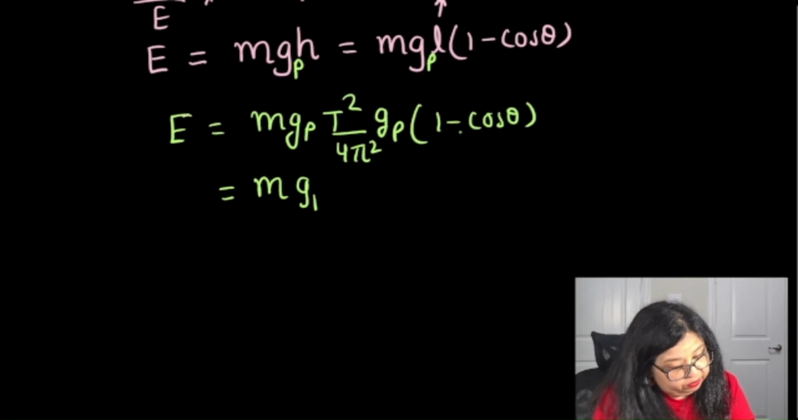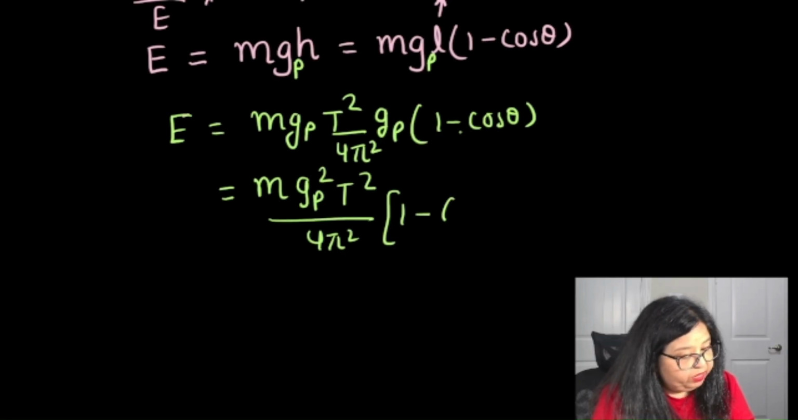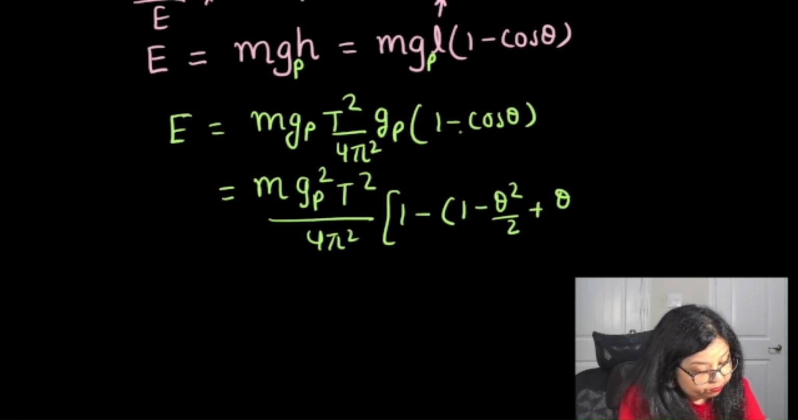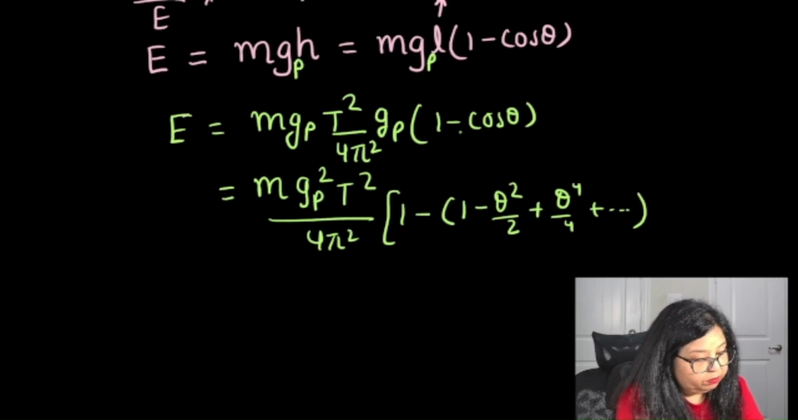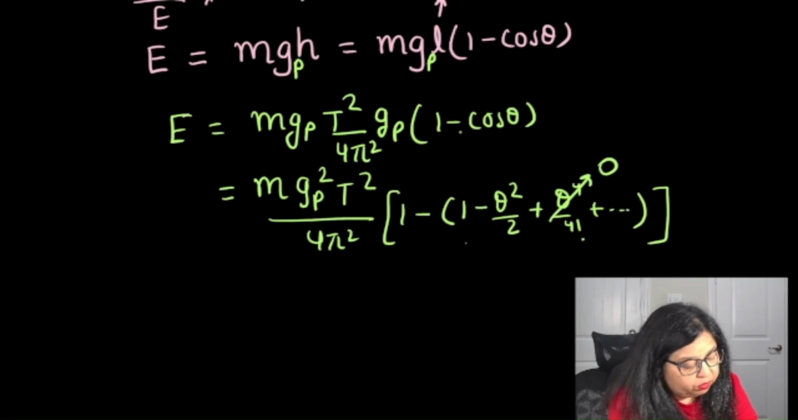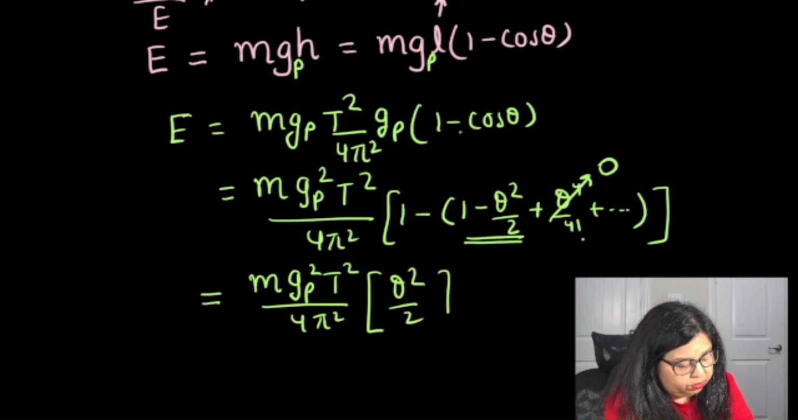We're going to do something else here. This 1 minus cosine theta. For small angles theta, this cosine theta can be expanded as 1 minus theta squared over 2 plus theta to the power 4 divided by 4 factorial and so on. And for very small values of angle theta, this goes to 0. So the only relevant terms are going to be these two terms over here. What does this give us? M Gp squared t squared over 4 pi squared theta squared over 2.